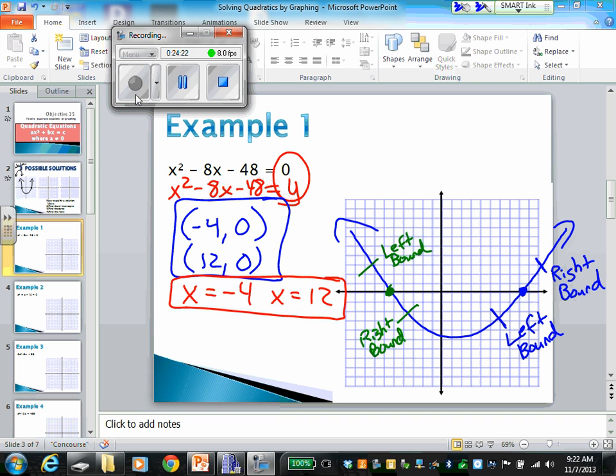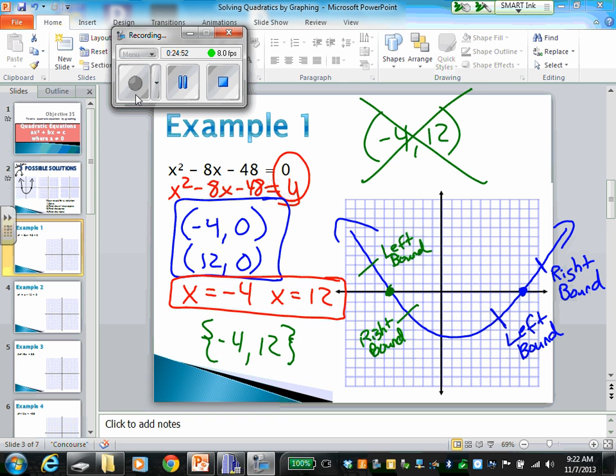Or you could put your answer in a set. Okay? That's with the brackets. And so I can put it in as -4, 12. This is not parentheses -4, 12. Could I do that? That would make the 12 the y. That would make you go -4 and up 12. And so you could not do that. That is a big no-no.